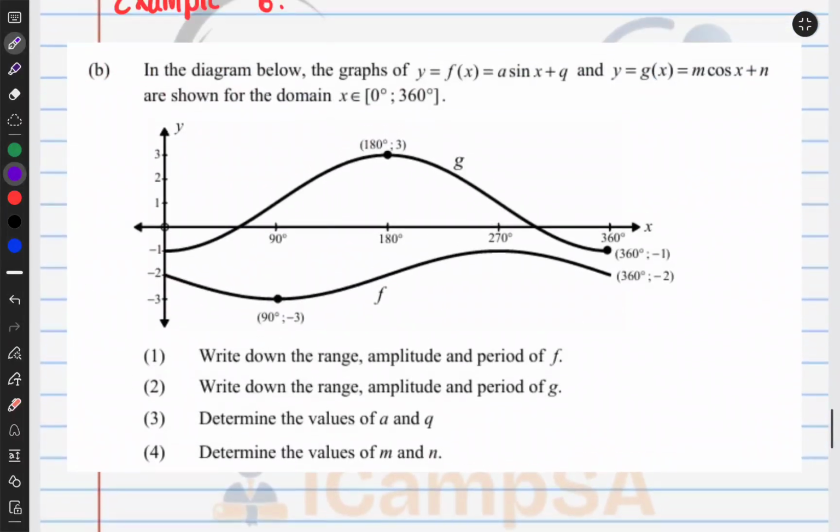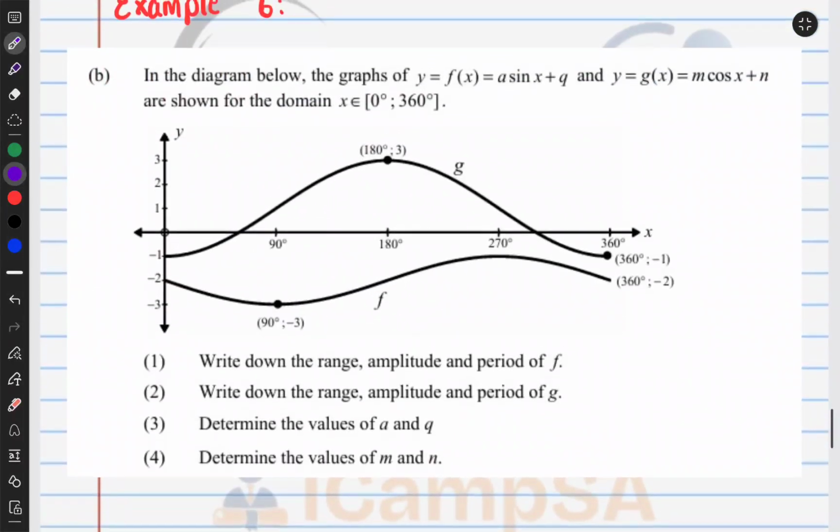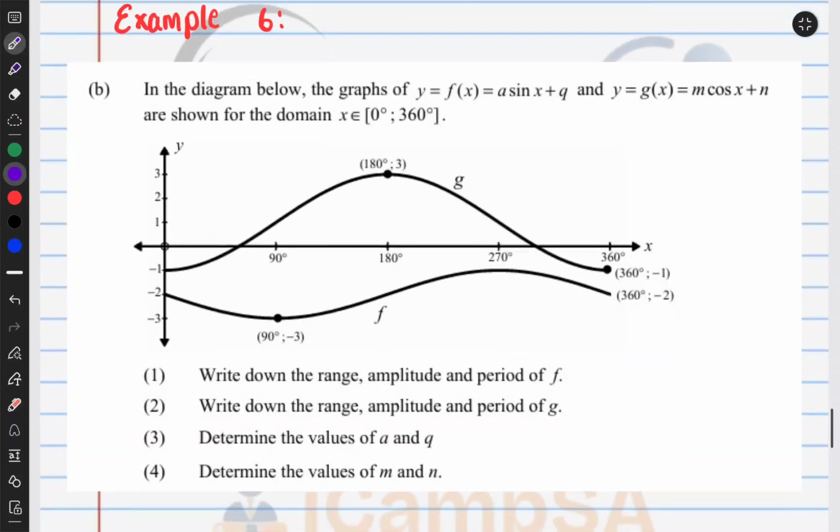Let's go ahead and do example number 6. In the diagram below, the graphs of y is equal to f(x) equals a sin x plus q, and y is equal to g(x) equals m cos x plus n, are shown for the domain of x is an element of 0 to 360 degrees.